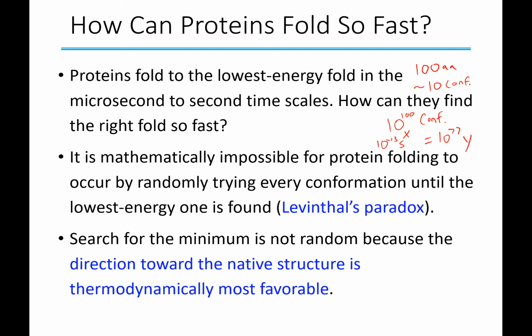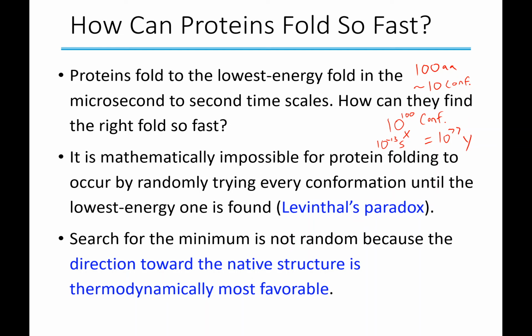So if a protein is just randomly sampling conformations at every amino acid until it finds the lowest energy, it would take 10 to the 77th years to fold correctly. And we know that's not possible, because we see proteins fold in our daily lives. So this search for the minimum energy structure is not random.